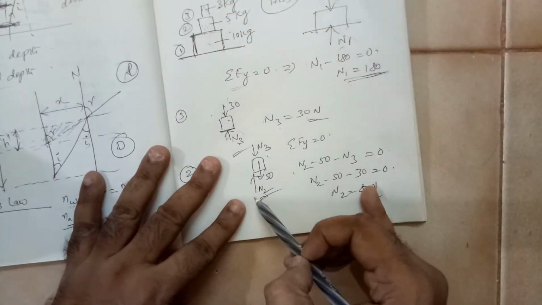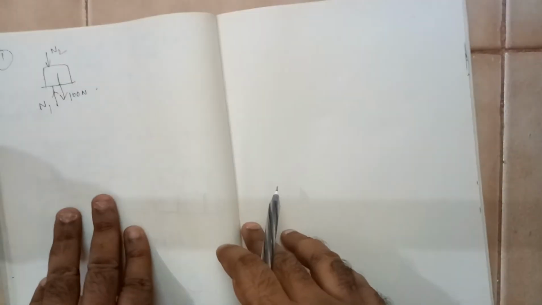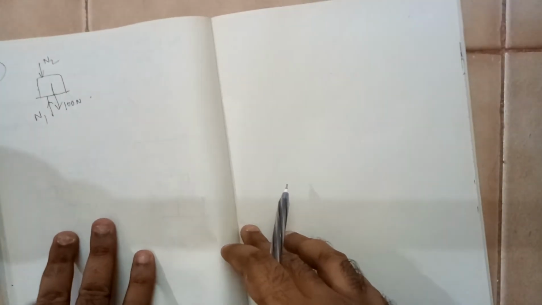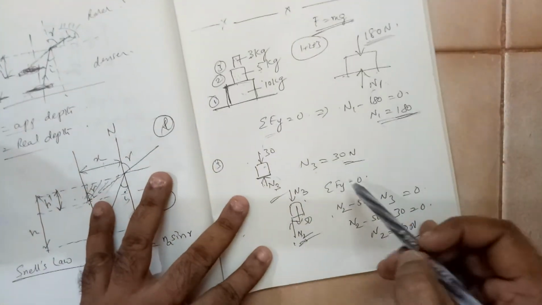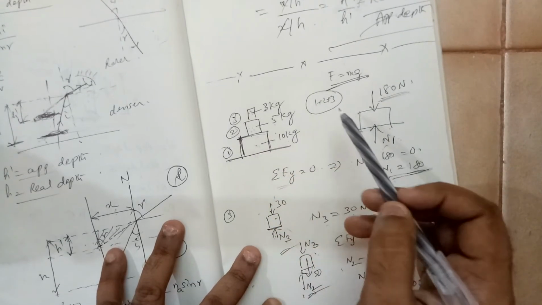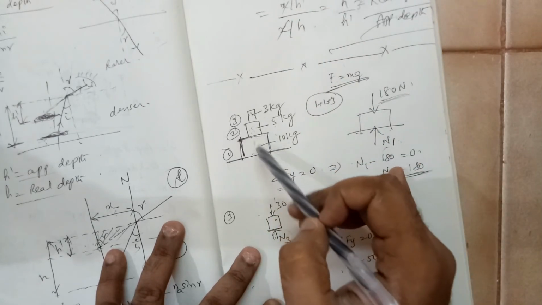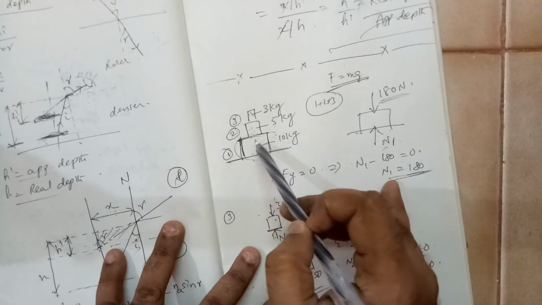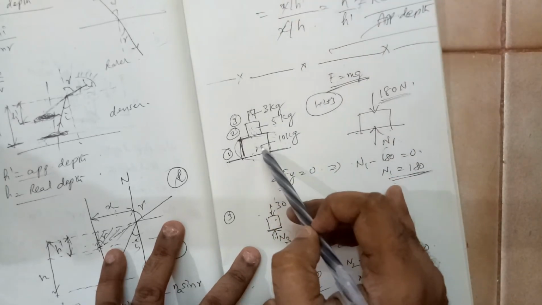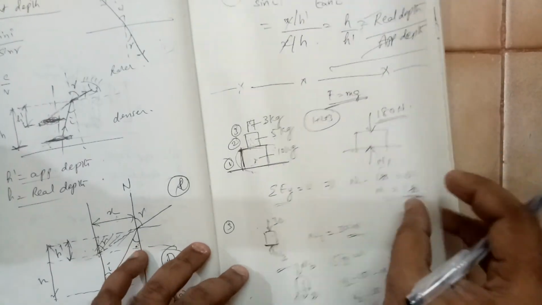On block 1, block 2 is there. Same logic: N2 is acting upward on block 2, so it will act equal and opposite in the downward direction on block 1. N2 in the downward direction. So this is what is acting, and there are no other forces. You are isolating one block from the system, so you should not write the weights of other blocks. You should write only the weight of block 1 and any other reactions which are coming on top of it.